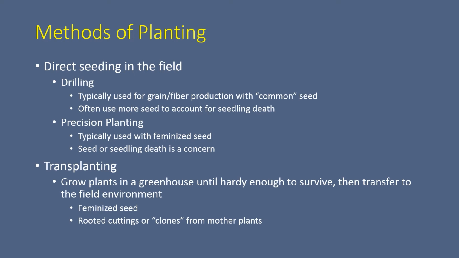And then the other method which I mentioned is transplanting. In the transplanting method, typically we're going to grow plants in a greenhouse until they're hardy enough to survive in the field environment on their own. And this is what's typically done with feminized seed or the rooted cuttings, or what you might hear called clones, that are taken from mother plants and then rooted and set out into the field. Because of the value of these, transplanting is the way to go, because we ensure that the plant is hardy enough to survive when it goes out into the field.